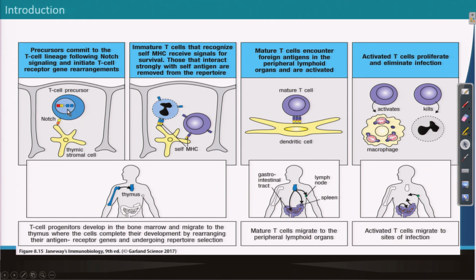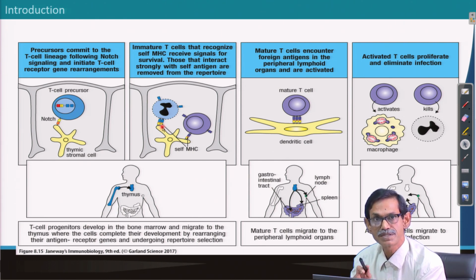So, the T cell receptor interacts with that and gets a signal, and T cell development mostly happens through a specific kind of signaling called Notch signaling. After this signal, what happens? If it interacts with self MHC, then it survives. If it does not interact with self MHC, it dies. Or if the interaction is too strong, it also dies.